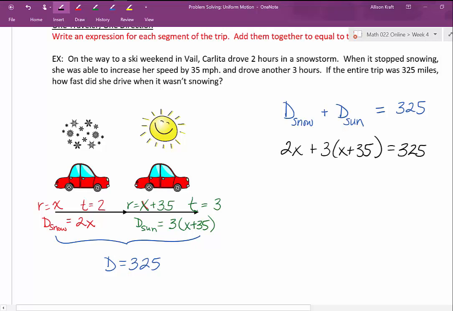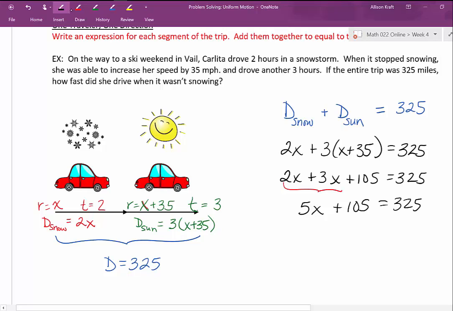I will distribute to solve. 2x plus 3x plus 105 is equal to 325. I have like terms on the left side to combine. 5x plus 105 equals 325. Since all my variable terms are collected on the left, I need to move my constants to the right. We'll subtract 105 from both sides.